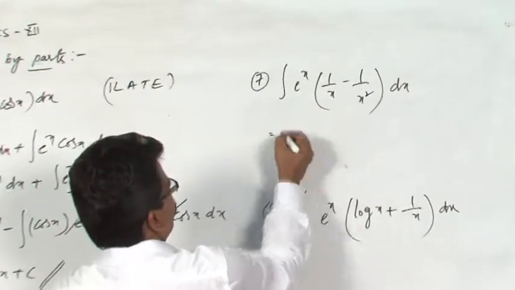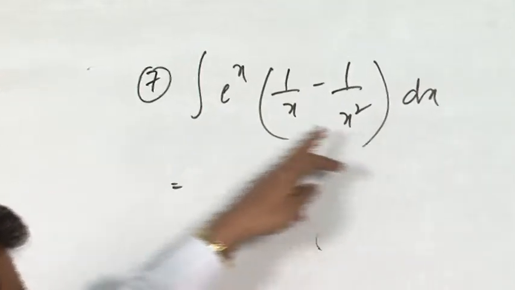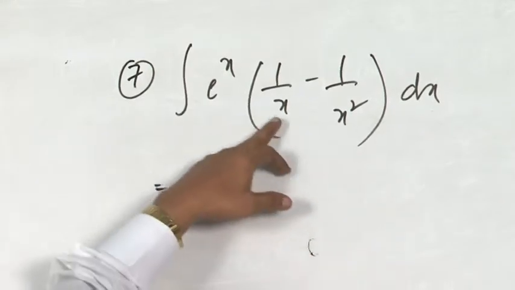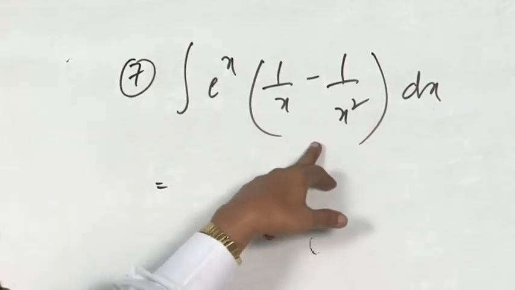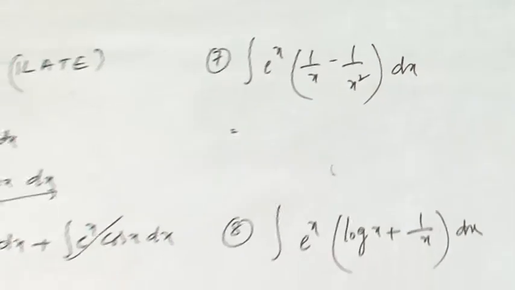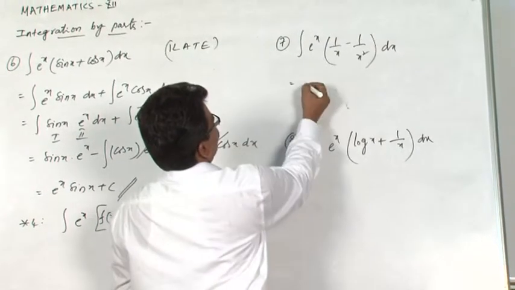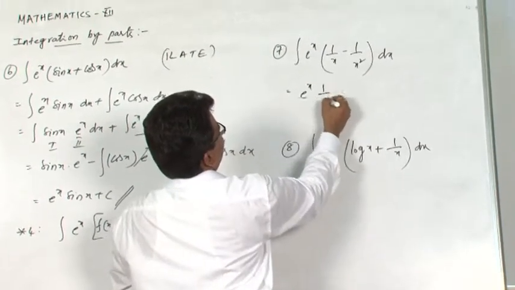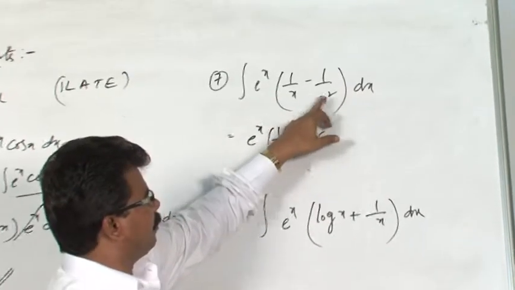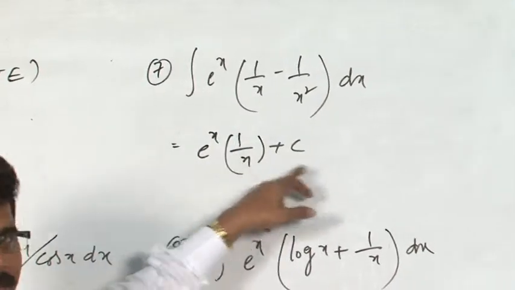Now, using this formula, let us see what is the integration of this function. This is in the form of integration e power x (1 by x minus 1 by x square) dx. Now, see the function, what is the function and whether the derivative exists or not. What is the derivative of 1 by x? It is minus 1 by x square. So, therefore, this is in the form of e power x into (f x plus f dash x) dx. So, the direct answer for this question is e power x into 1 by x plus c, because it is e power x (f x plus f dash x) dx.